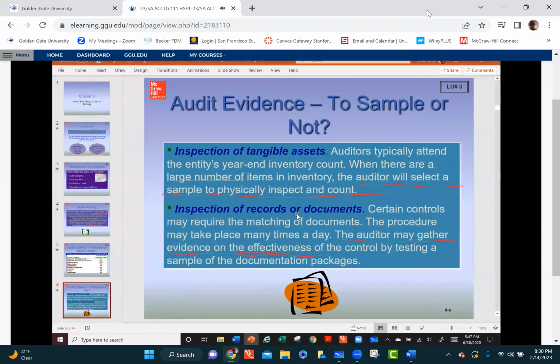Okay, so you can see examples where you will use sampling here. Inspection of assets. Yeah, you may not look at every single asset. Inspection of records and documents. I just gave you an example there with the time cards.